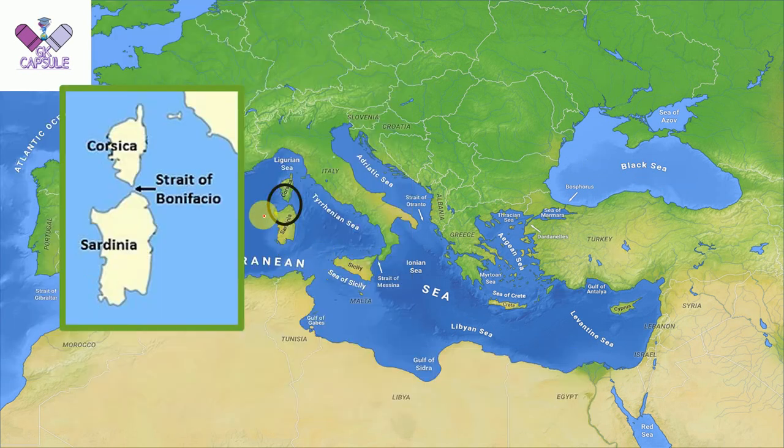So let's zoom in here. So these are two islands. This is the island of Corsica, part of French territory. This is the island of Sardinia, part of Italy, and the strait connecting these two seas, between these two islands, is called the Strait of Bonifacio. Okay, now let's move further.